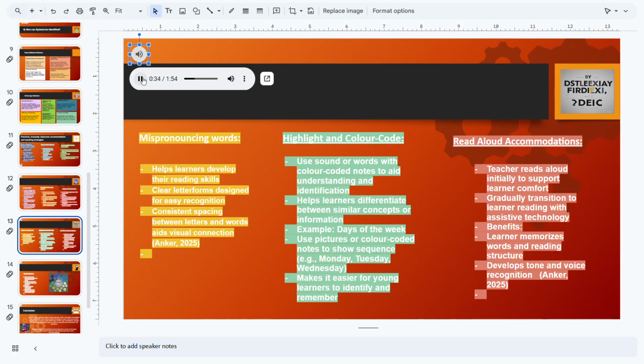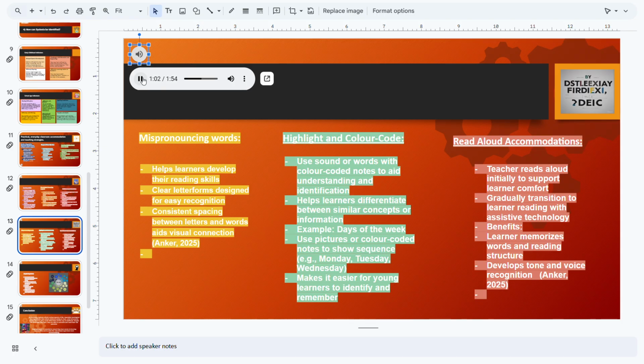Highlight and color code. Use sounds or words with color-coded notes, which make it easier for them to understand and identify. Let's look at the days of the week and how difficult it can be to identify which day comes before the other and after. Especially for young learners, using pictures or color-coded notes makes it much easier for them. Use pictures or color-coded notes to show the sequencing.